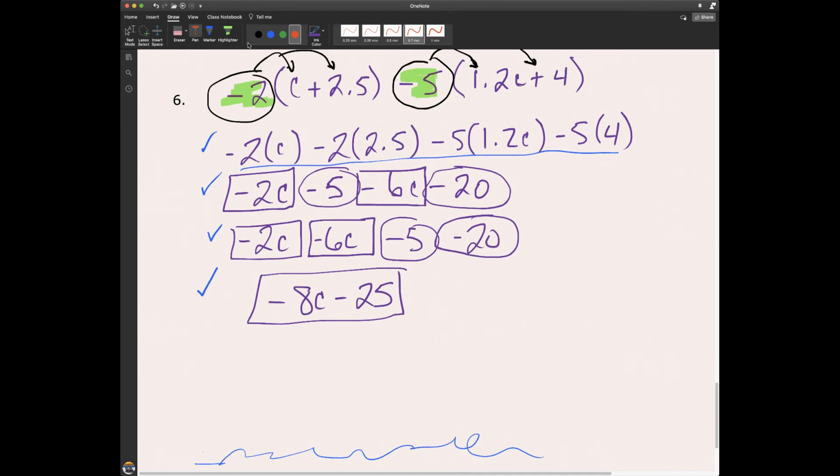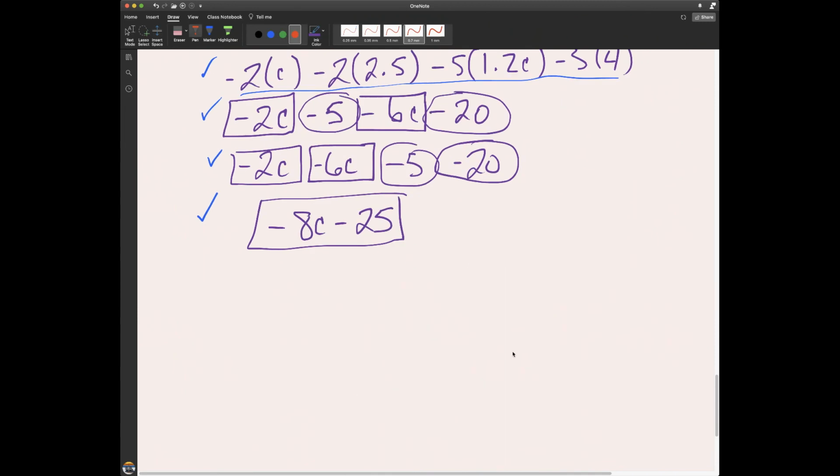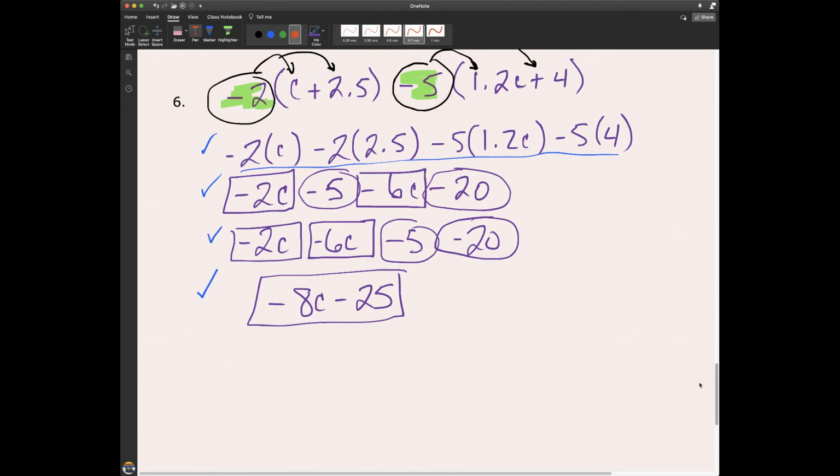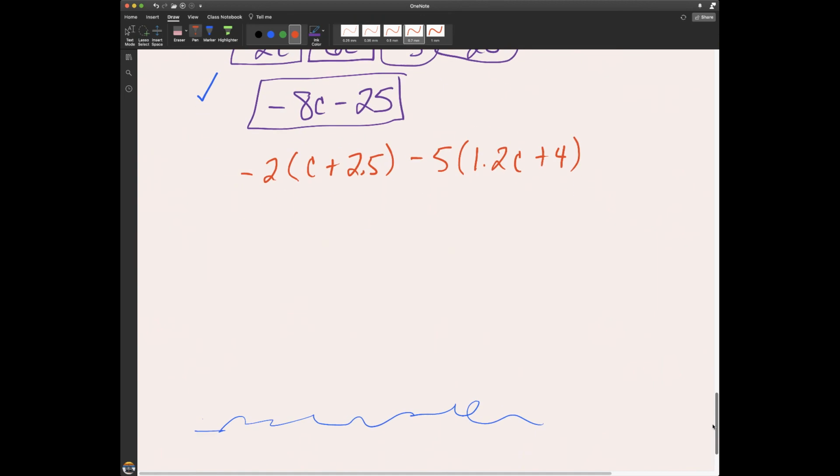And I want to show you that you can also add the opposite as a way to get to the answer as well. So let me write this down. Negative 2 times c plus 2.5 minus 5 times 1.2c plus 4.